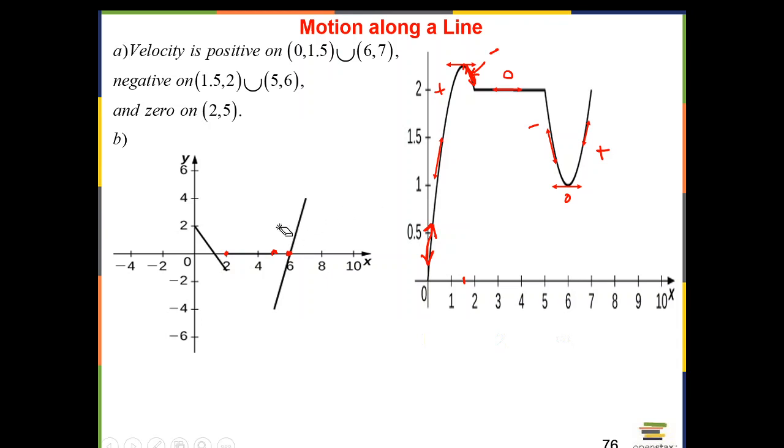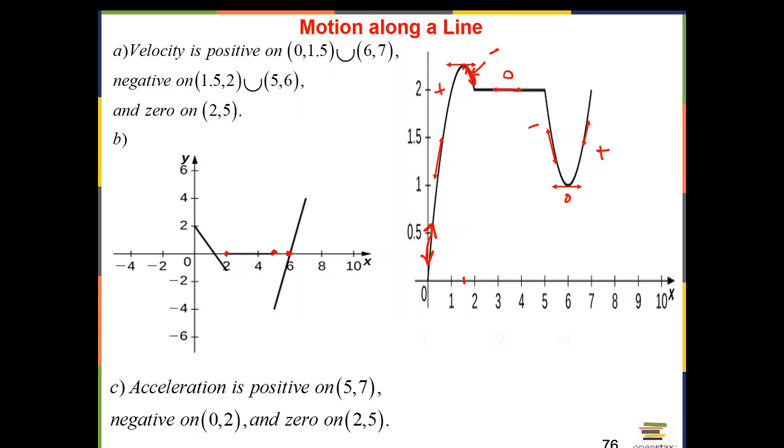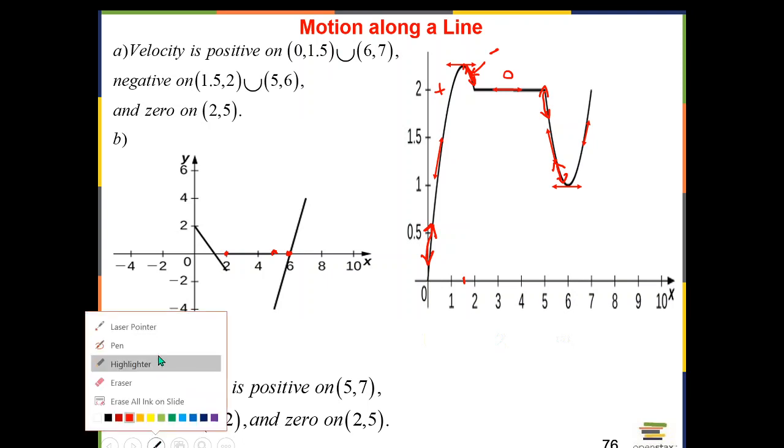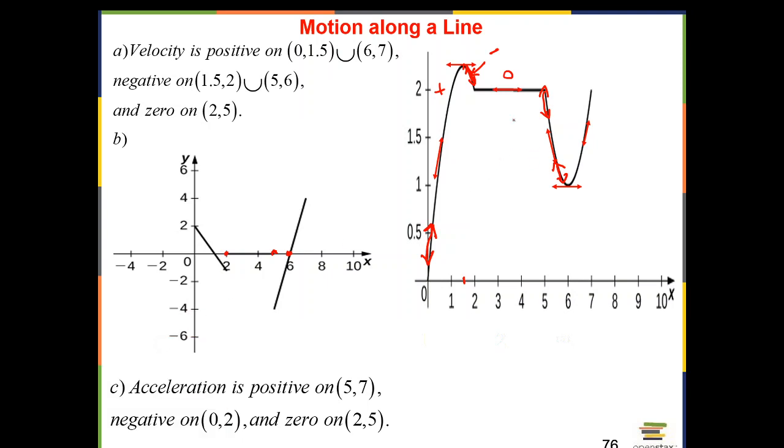Okay? Now, what about the speeding up and all that? Well, acceleration is positive on 5 to 7. How do we know the acceleration is positive from 5 to 7? Well, think of it this way. If I draw tangent lines to this, notice that tangent lines have big negative values and then they approach 0. So we start from some negative value and then we go to 0.